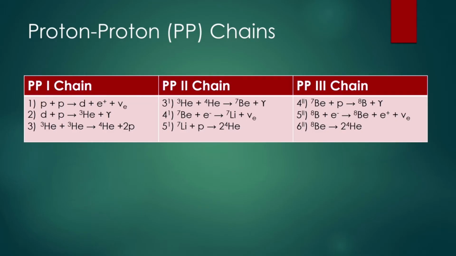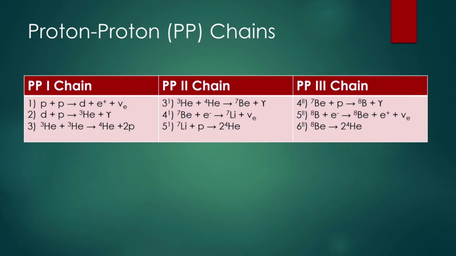From here, we also have two further possible chains, as seen here. The pp2, whereby helium-3 and helium-4 come together to form beryllium, which eventually gives two helium-4 atoms via a lithium isotope, or a pp3 chain, which rather than going via a lithium isotope, goes via a boron isotope.